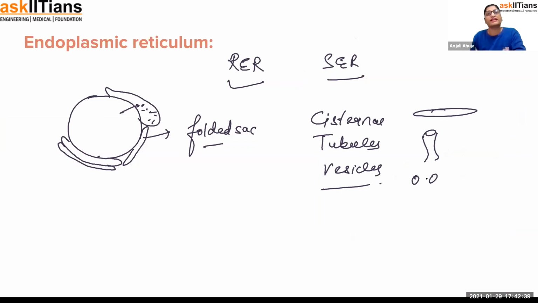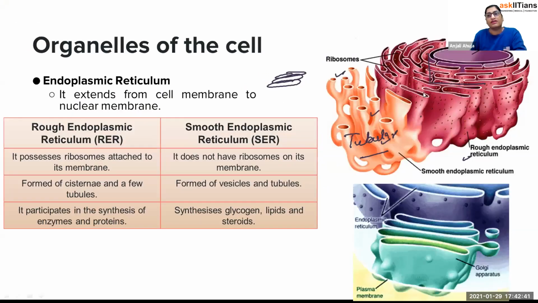In the diagram that I was showing you, rough endoplasmic reticulum mainly consists of the cisternae and a few tubules only. Smooth mainly consists of tubules, and smooth doesn't have ribosomes over it. On the screen, you can see the differences. Rough possesses ribosomes attached to the membrane. Smooth doesn't have ribosomes on its membrane. Rough is formed of cisternae and few tubules. Smooth is formed of vesicles and tubules. Remember this.